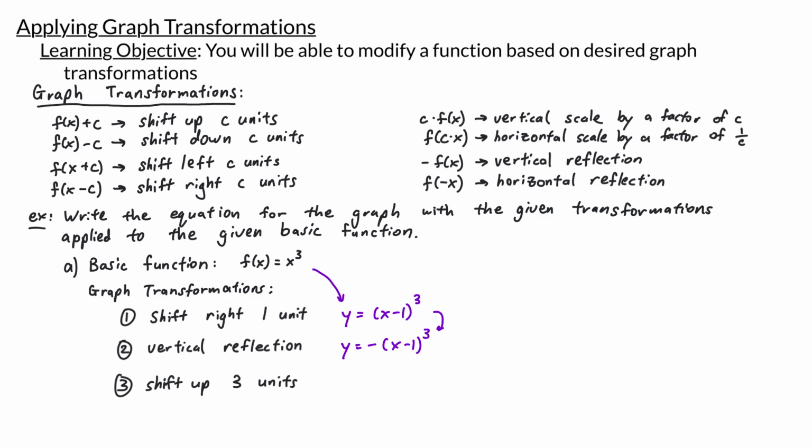Our last graph transformation is to shift up 3 units. If we want to shift up 3 units, we take our existing formula and we add 3 to it. So our equation then becomes y equals negative of (x minus 1) cubed plus 3. So this equation, y equals negative (x minus 1) cubed plus 3, has all 3 of the graph transformations applied onto the x cubed function. Let's do a couple more examples.